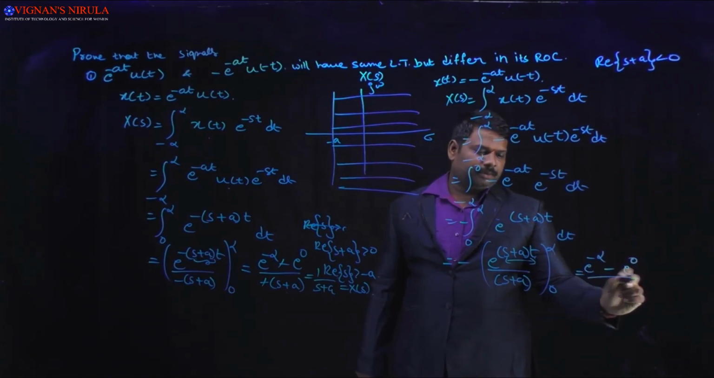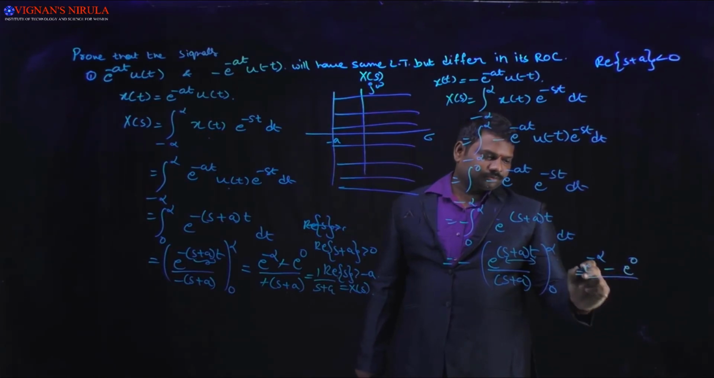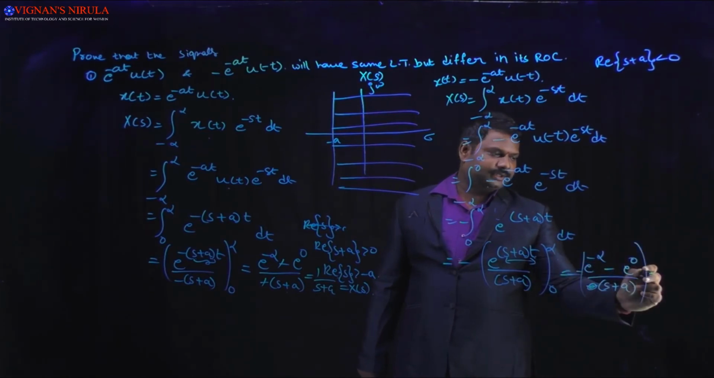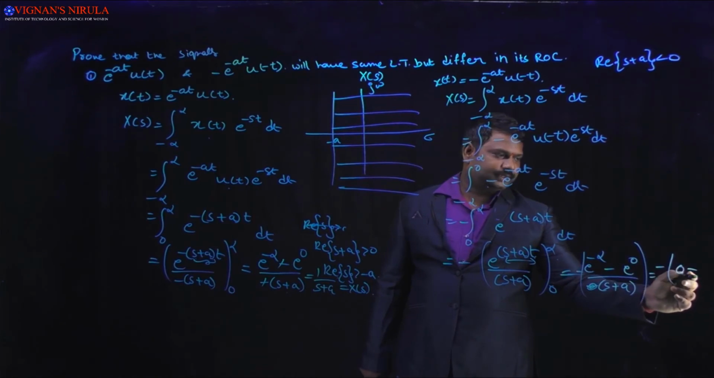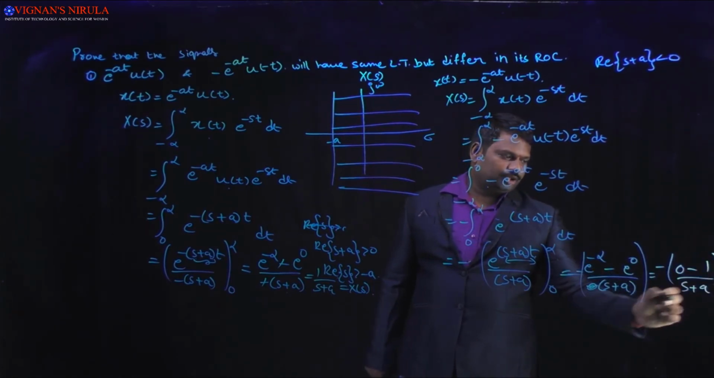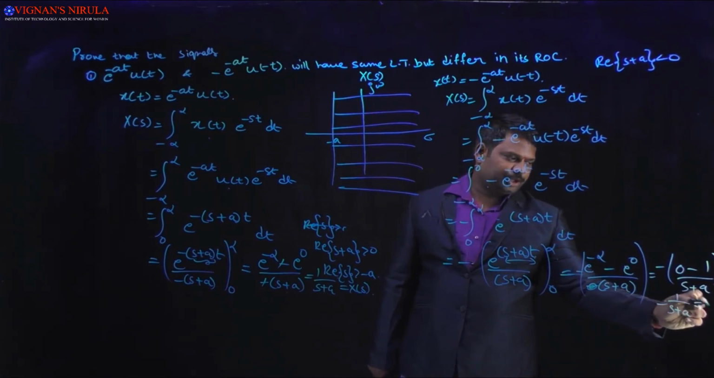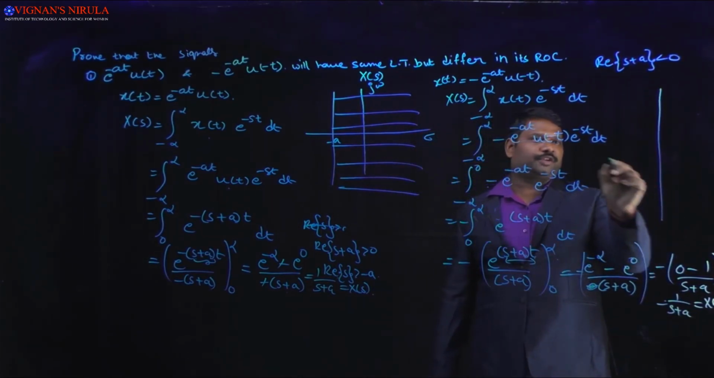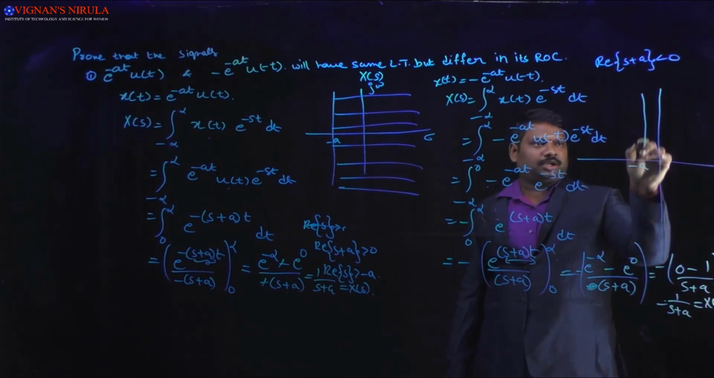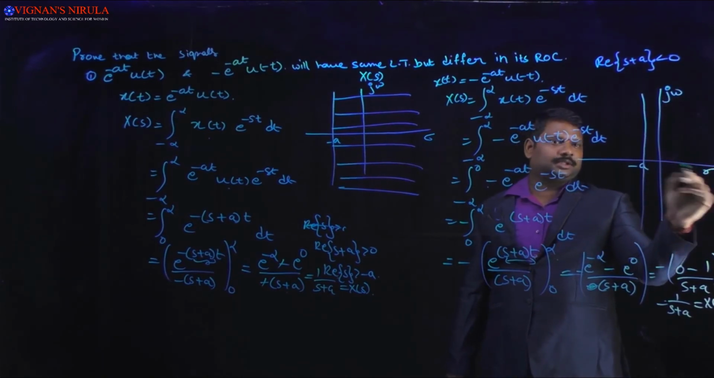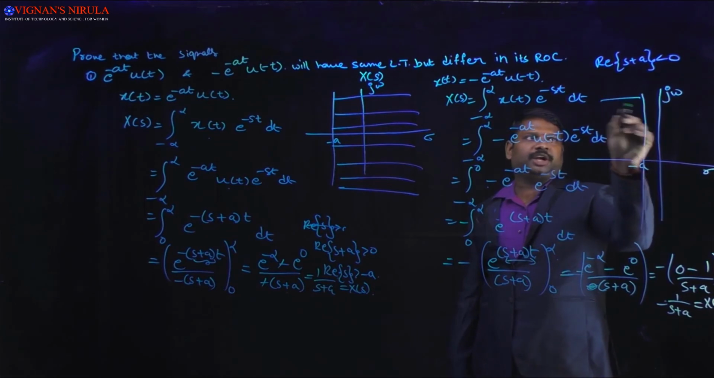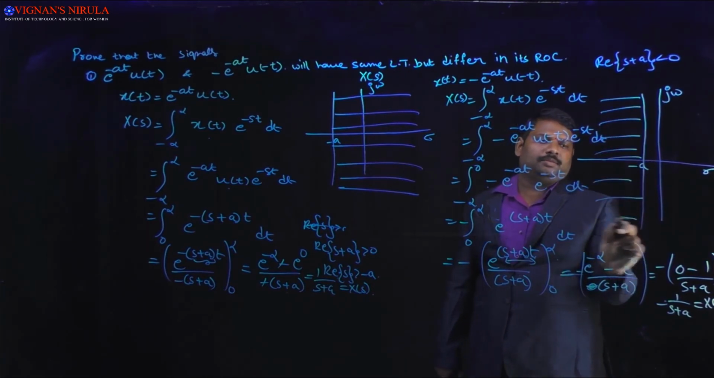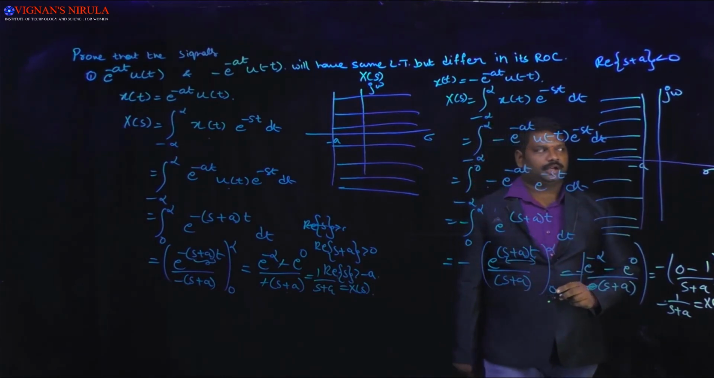Minus e power 0 by s plus a, then minus this one as 0 minus 1 by s plus a. Therefore we'll get the same 1 by s plus a, which is nothing but our x of s, but the region of convergence is RE of s plus a less than 0. Therefore when we plot that particular graph, this is the j omega axis, this is the sigma axis, then minus a. Below this minus a will have the region of convergence.